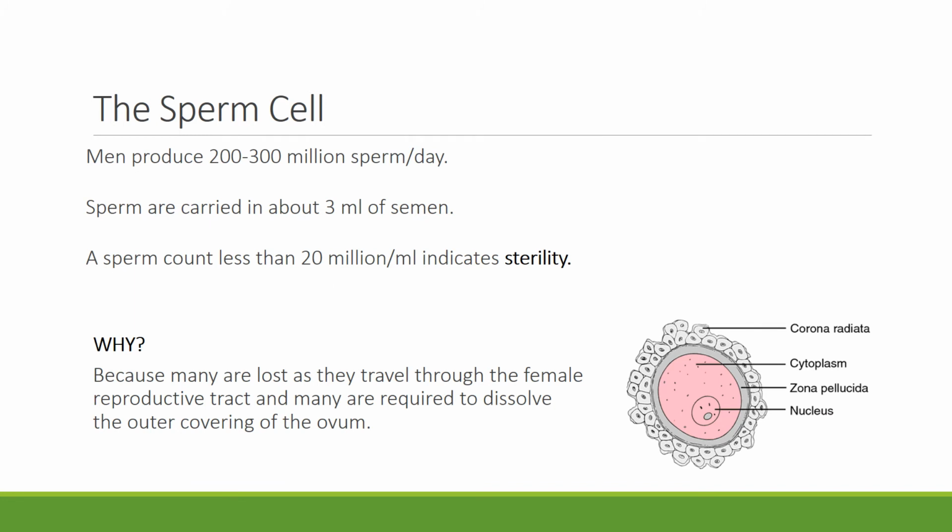Men produce about 200 to 300 million sperm cells per day, and these sperm are carried in about 3 milliliters of semen. A sperm cell count of less than 20 million per milliliter indicates sterility. And the reason why they are considered sterile is because many of the sperm cells are lost as they travel through the female reproductive tract, and many are required to dissolve the outer covering of the ovum. If you look at the diagram on the right, you can see a picture of the female ovum.